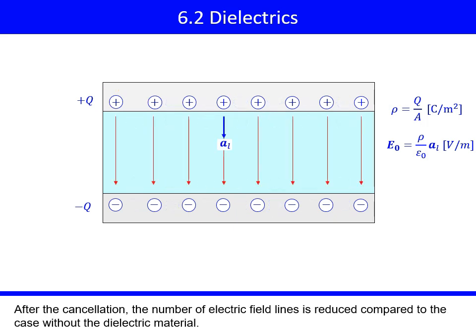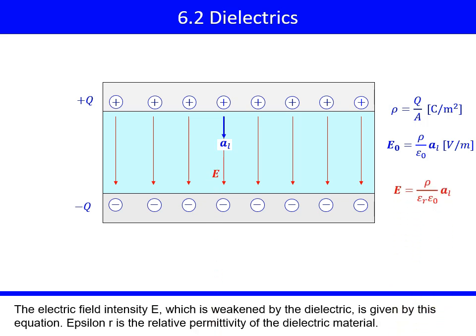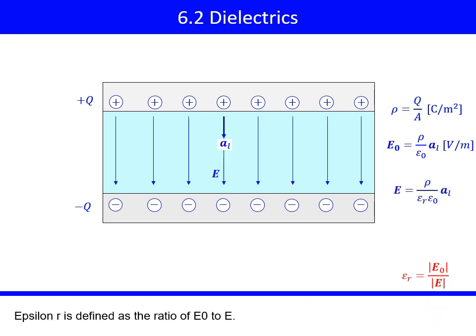After the cancellation, the number of electric field lines is reduced compared to the case without the dielectric material. The electric field intensity E, which is weakened by the dielectric, is given by this equation. Epsilon R is the relative permittivity of the dielectric material. Epsilon R is defined as the ratio of E0 to E.